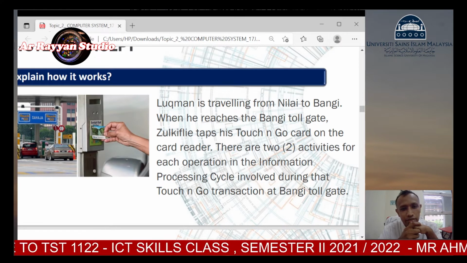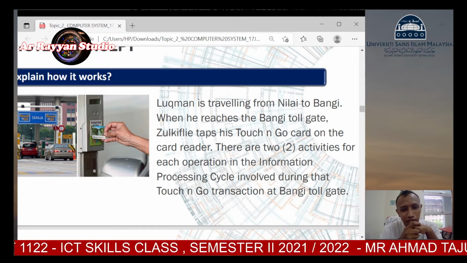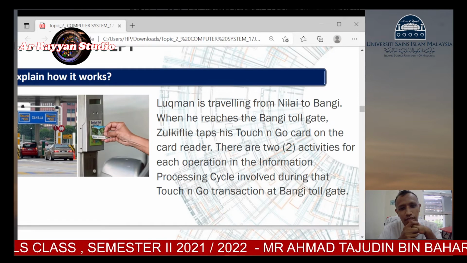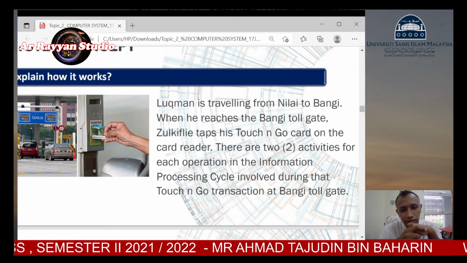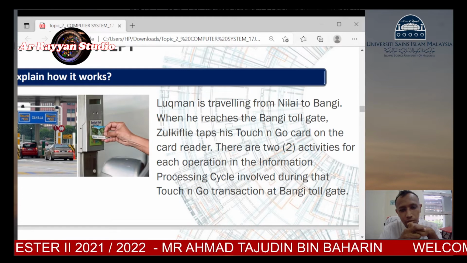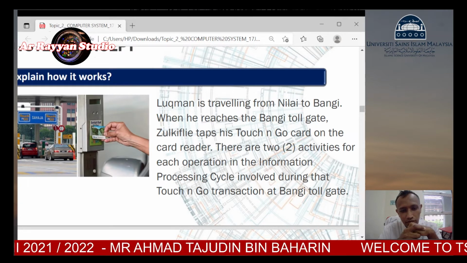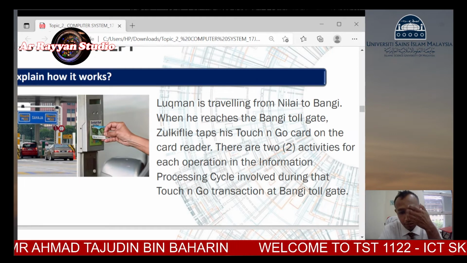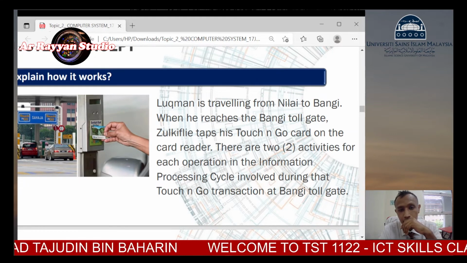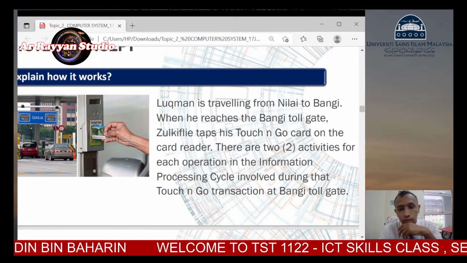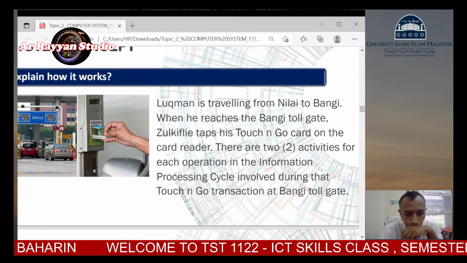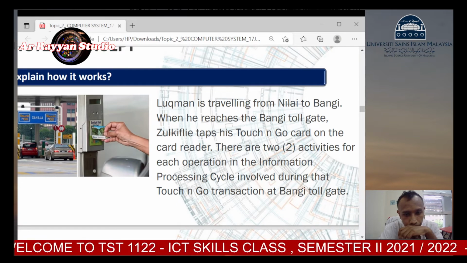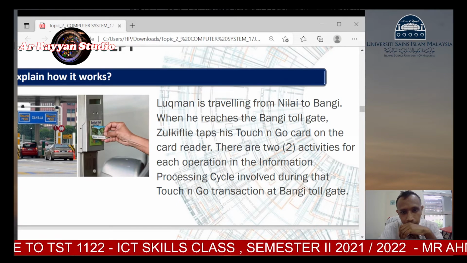Lukman is travelling from Nilai to Bangi. When he reached the Bangi toll gate, Zulkifli tapped his touch and go card on the card reader. There are 2 activities for each operation in the information processing cycle involved during the touch and go transaction at Bangi toll. Ada dua aktiviti yang berlaku di dalam, at Bangi toll gate.